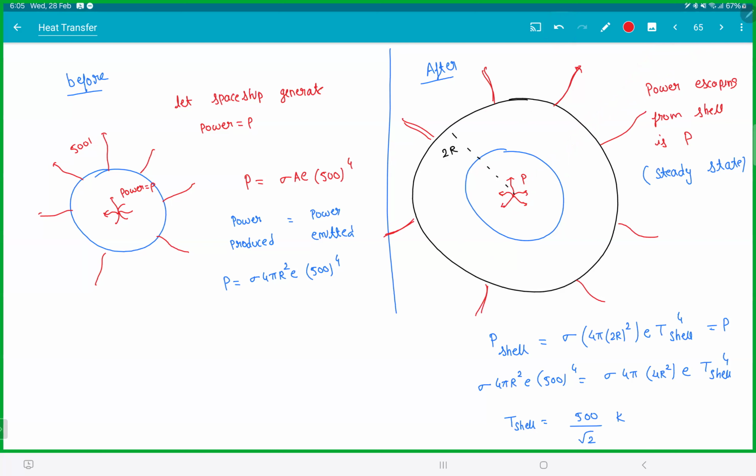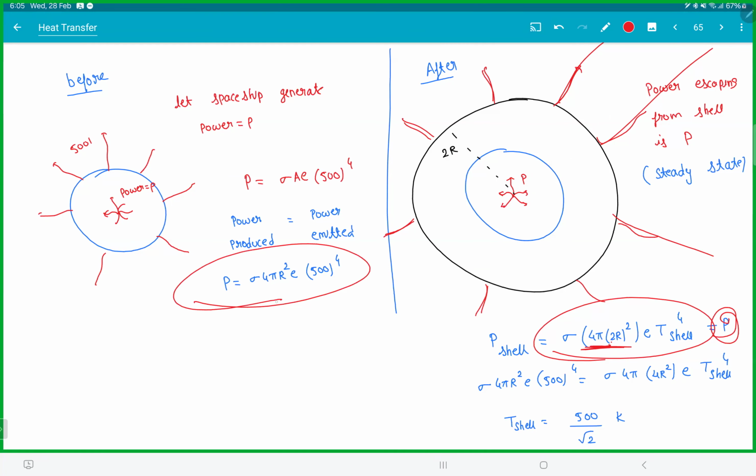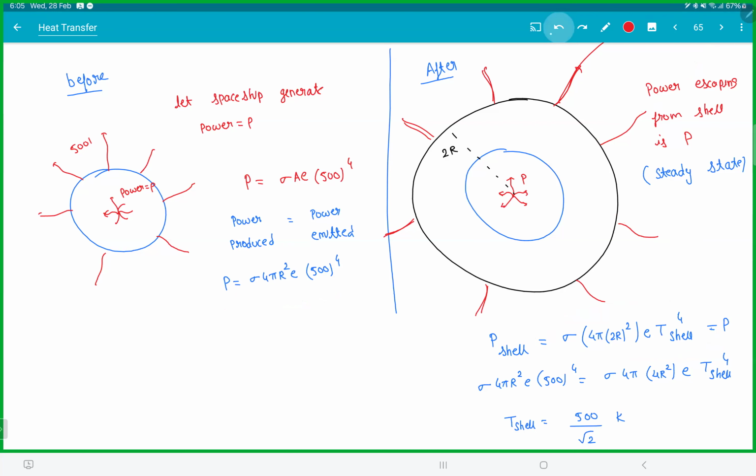The only way you can escape to infinity is from radiation through the outermost surface, which is sigma A E T_shell power 4. Area is 4 pi (2r) whole square. That should be equal to power P. Power P is this. I equated, I got the shell temperature. Any doubts on this? Clear? So the shell is the easiest one to get.